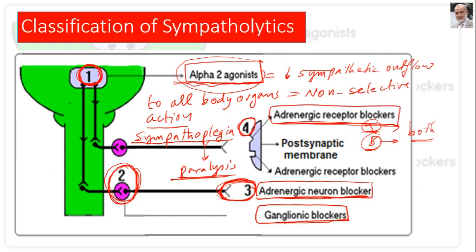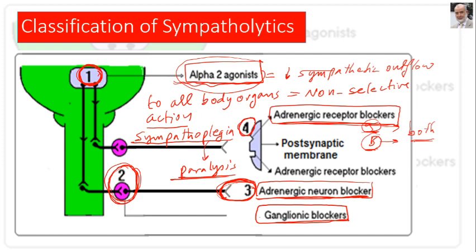Therefore, with adrenergic receptor blockers, we expect that they will be more specific and more selective than the other three groups, because they will act specifically on one adrenergic receptor. They will not produce general sympathoplegia as the others do.